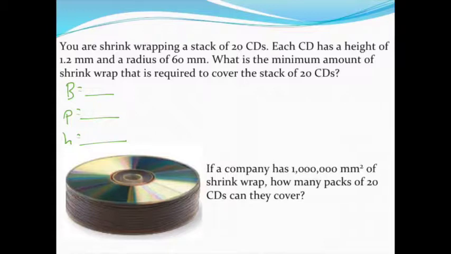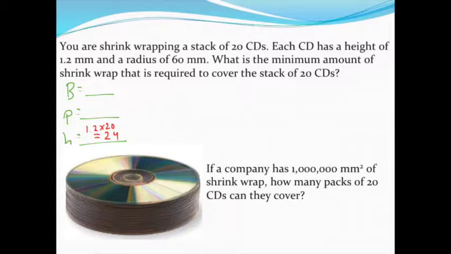So let's see, we have a stack of CDs which is in the shape of a cylinder. They've told me that each CD has a height of 1.2 millimeters. And since I have 20 CDs in the stack, I'm going to have a total height of 1.2 times 20 CDs for a total of 24 millimeters for the height. Next up, I need to find the area of the base and the perimeter, or we'd call it circumference of the base, since our base is a circle.